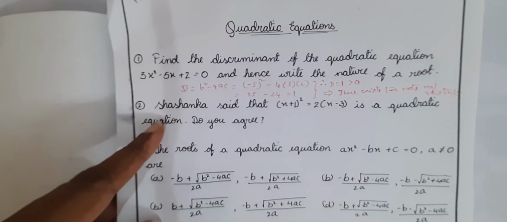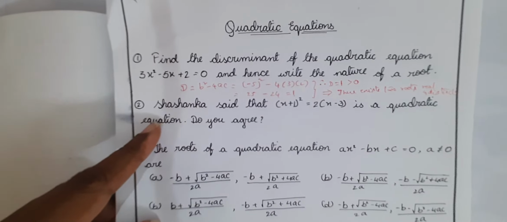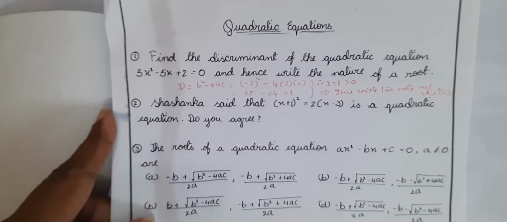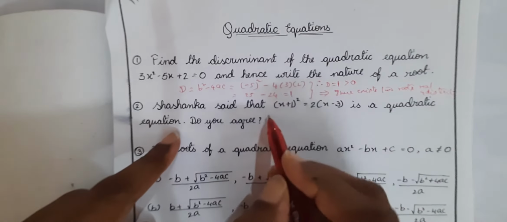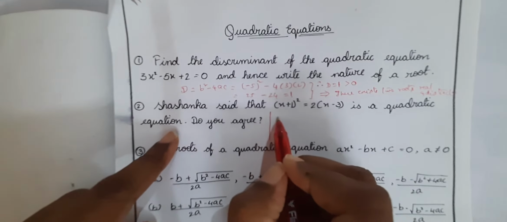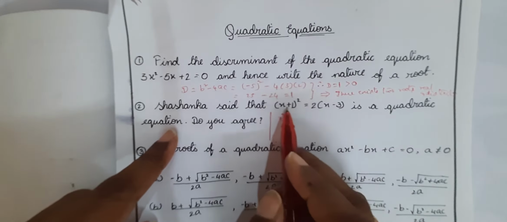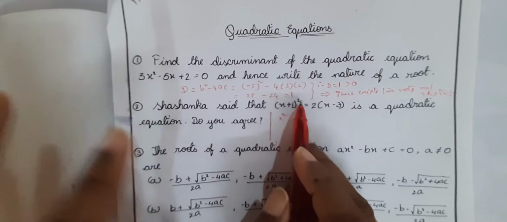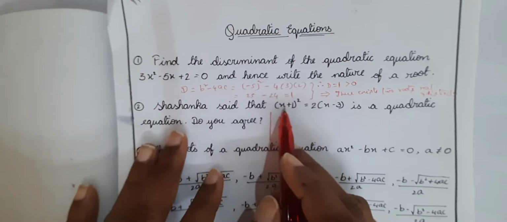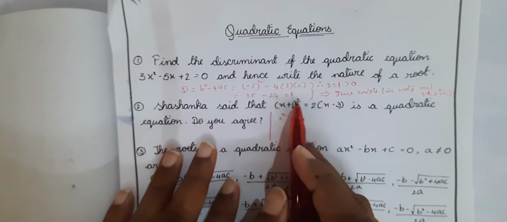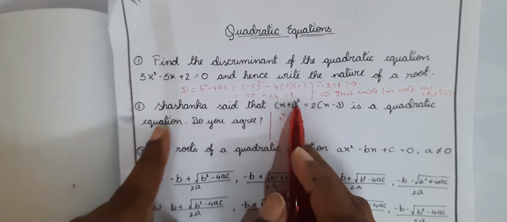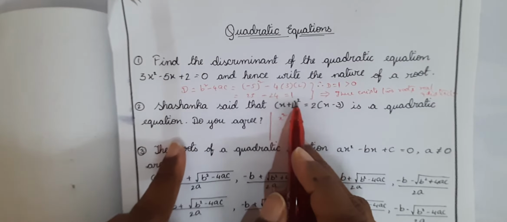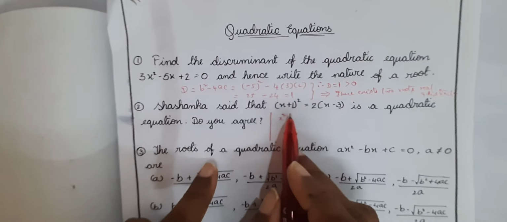Then next one: Shashanka said that (x + 1)² = 2(x − 3) is a quadratic equation. Do you agree? Let us see how it simplifies. Here itself we can say that (x + 1)² gives something in terms of x², where the highest power is 2. Therefore, the equation is of course going to be a quadratic equation. But anyway, we are going to solve and prove that.